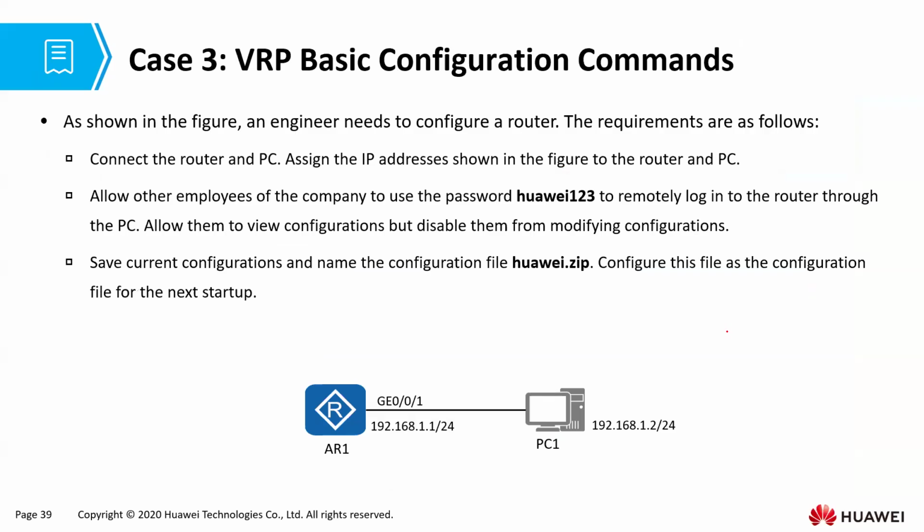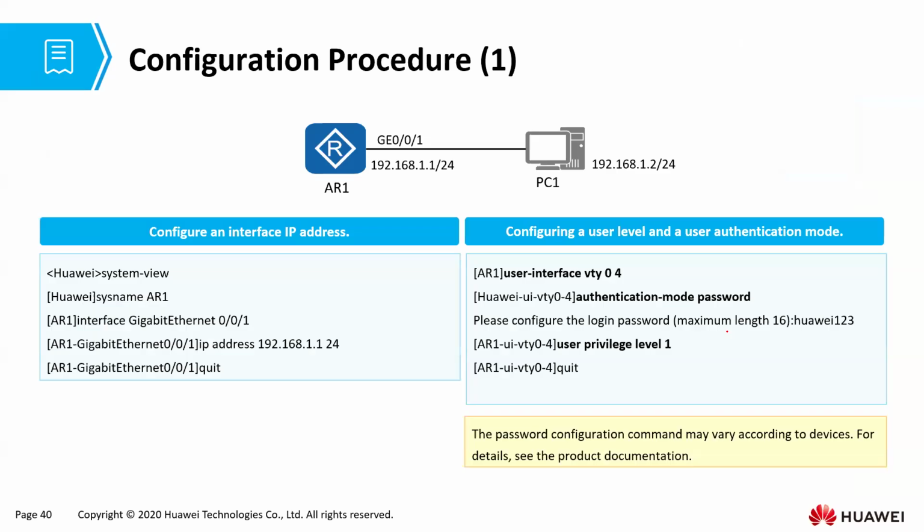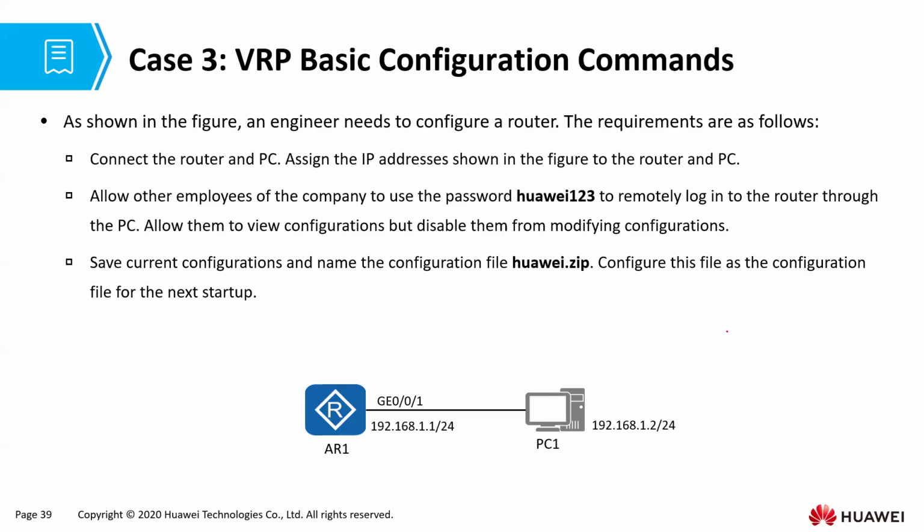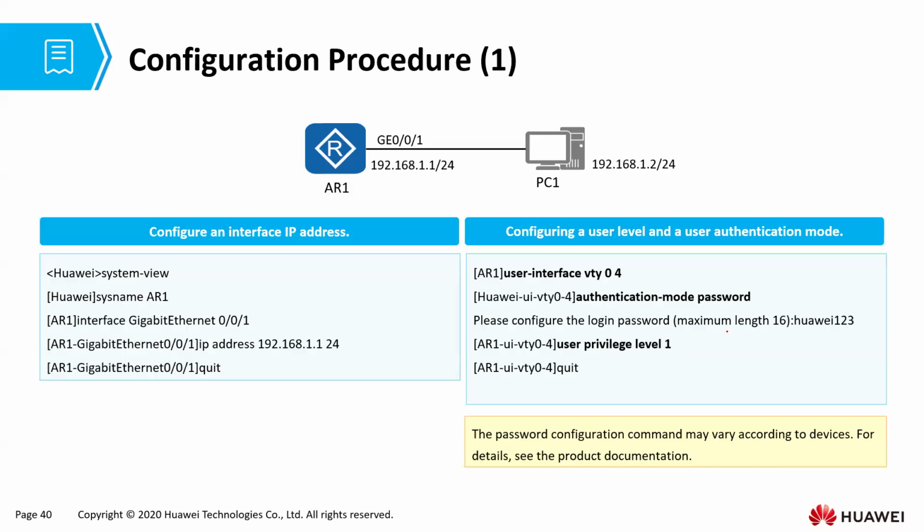Then basic configuration commands. In this case, I think this is the one we're going to do. Basically, we're going to set up the same topology in the app. Then we are going to change the system name to this one, AR1, and its IP address. Then to configure the user level, to its password. The privilege one. Then basically that's it.